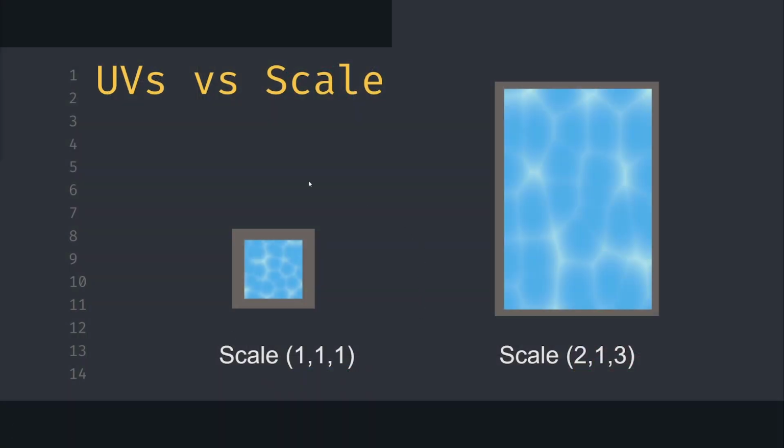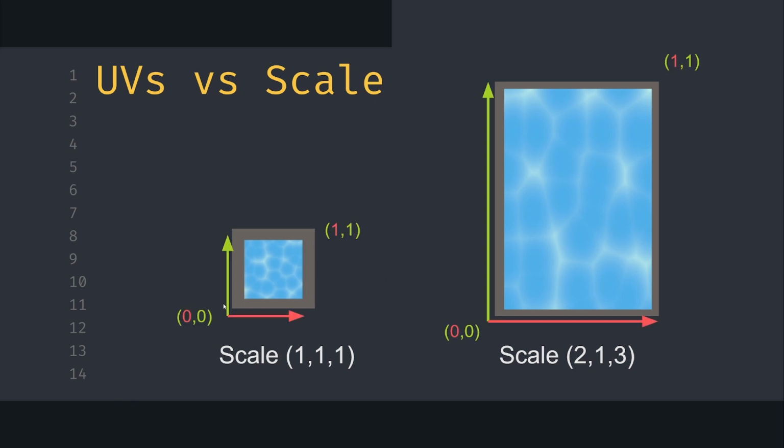So the problem that we are facing is that despite the scale of those two planes being different, now we are using planes, so we are modifying the x and z value, the UV coordinates stay the same. So with the scale 1, 1, 1, the bottom left corner is 0, 0 and the top right corner is 1, 1, and with the new scale it is the same. So basically our pattern is stretched because of this, because we do not take into account the scale and we do not modify our UV values.